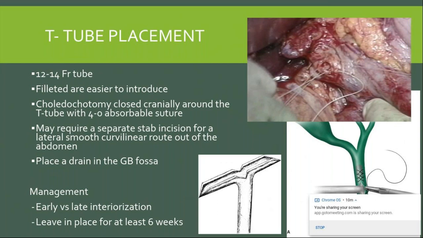So you're going to close your choledochotomy, what I read is cranially, around the T-tube with a 4-0 absorbable suture. There's been a lot of evidence that shows if you don't use an absorbable suture, you are predisposed to forming stones. So always use absorbable. And then when you're bringing out the T-tube, you might have to make a separate stab incision, not use one of your port sites, but you want to have a smooth curvilinear route of the T-tube outside of the abdomen. And then, as mentioned before, you want to place a drain in the gallbladder fossa, to make sure that if you do have a bile leak, that you can recognize it early.